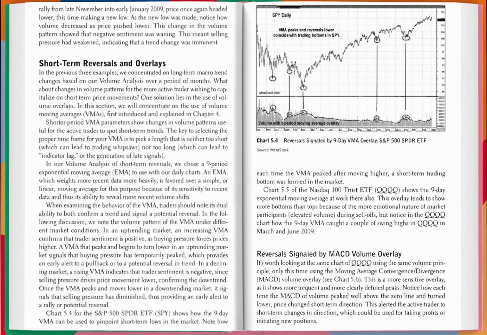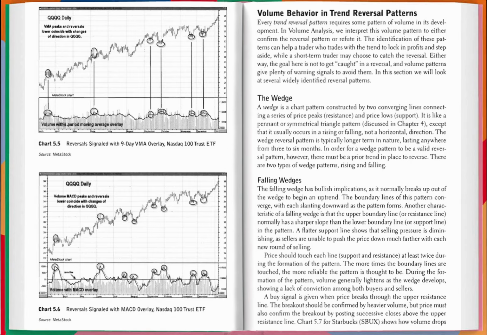Reversals signaled by MACD volume overlay. It's worth looking at the same chart of QQQQ using the same volume principle, only this time using the moving average convergence divergence (MACD) volume overlay. See Chart 5.6. This is a more sensitive overlay, as it shows more frequent and more clearly defined peaks. Notice how each time the MACD of volume peaked well above the zero line and turned lower, price changed short-term direction. This alerted the active trader to short-term changes in direction, which could be used for taking profits or initiating new positions.